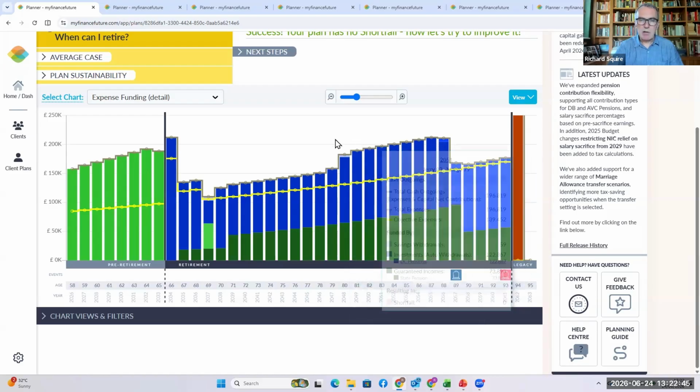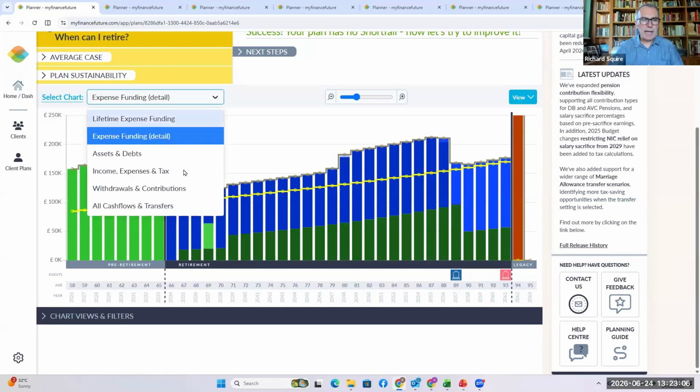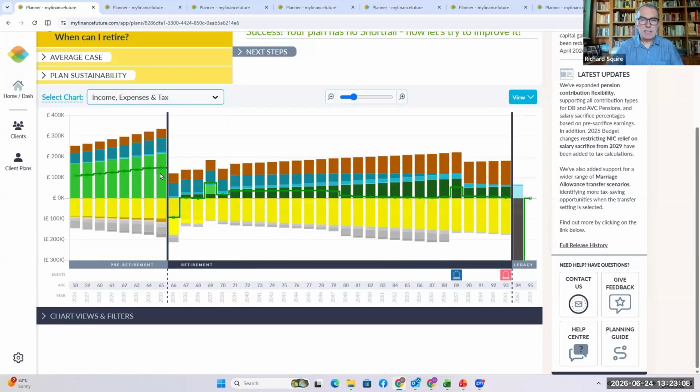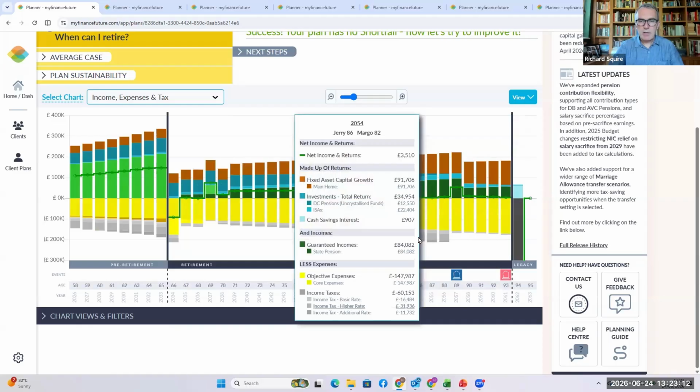The bit above the yellow line is our core expenses, which have a peak back here when we buy a camper van. And the bit above the line is largely the tax. So where there's a big gap between the yellow line and the top of the bar, we're paying more tax. So I suppose there's a question for us about how we mitigate this period here and the amount of tax we're paying.